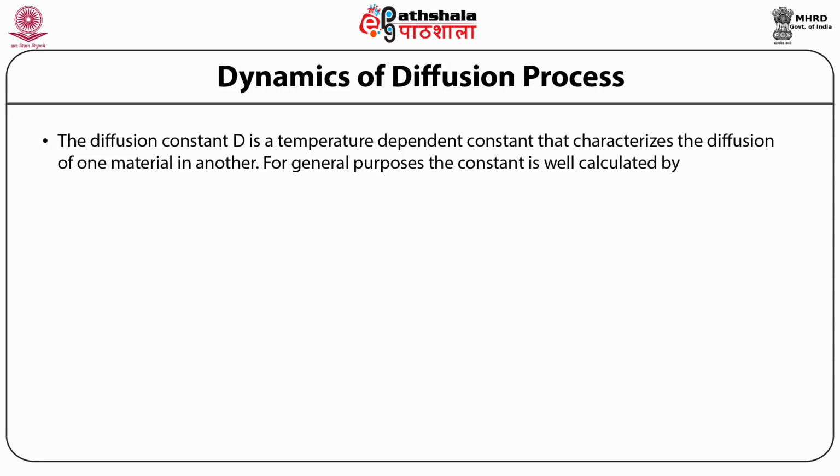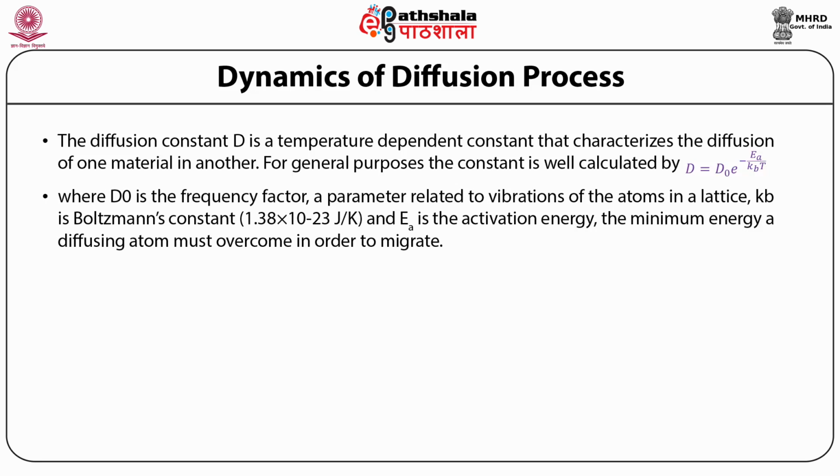So the diffusion constant D is a temperature dependent constant that characterizes the diffusion of one material into another. For general purposes, the constant is well calculated by D equal to D naught e to the power minus EA by kBT, where D naught is the frequency factor, a parameter related to the vibrations of atoms in the lattice. kB is the Boltzmann constant and EA is the activation energy, which is the minimum energy a diffusing atom must overcome in order to migrate.